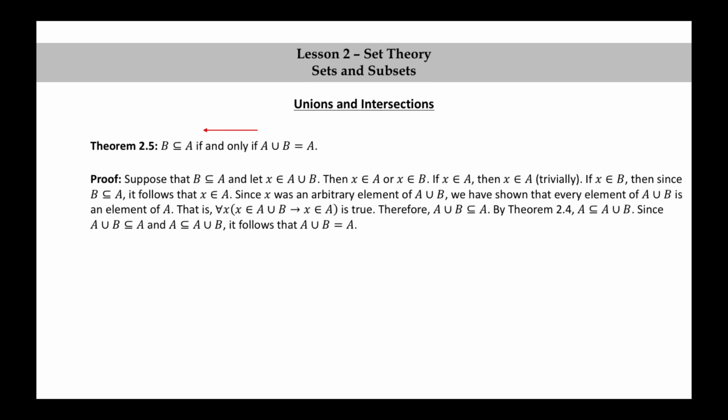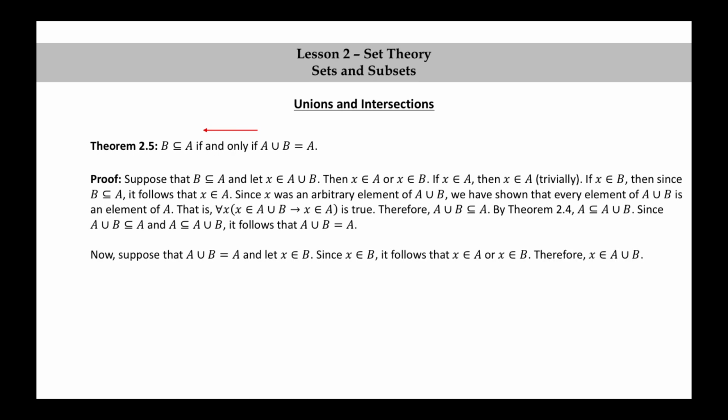In other words, we're going to assume that the union of A and B is equal to A and use that to prove that B is a subset of A. So now suppose that the union of A and B is equal to A, and let x be in B. Since x is in B, it follows that x is in A or x is in B. We're using that same logical trick that we used in the proof of the last theorem. Therefore, x is in A union B. That's by the definition of the union.